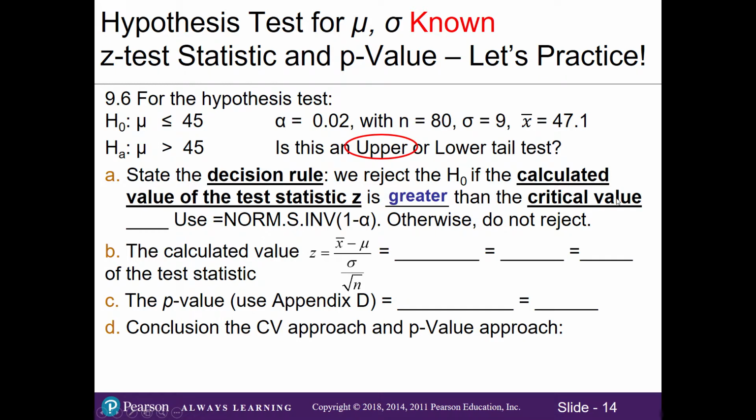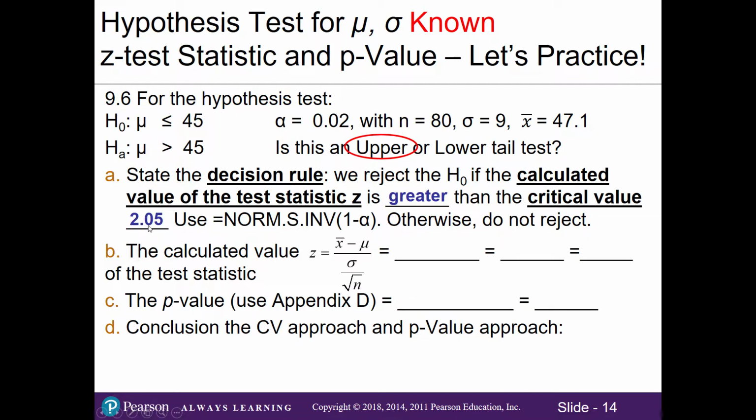And now, how do we find our critical value? I picked this problem because it turns out we do not have the critical value showing in Appendix F. So you'll have to use Excel. In Excel, you would type in equals norm.s.inv parentheses 1 minus our alpha value of 0.02. And that will give us a critical value of 2.05.